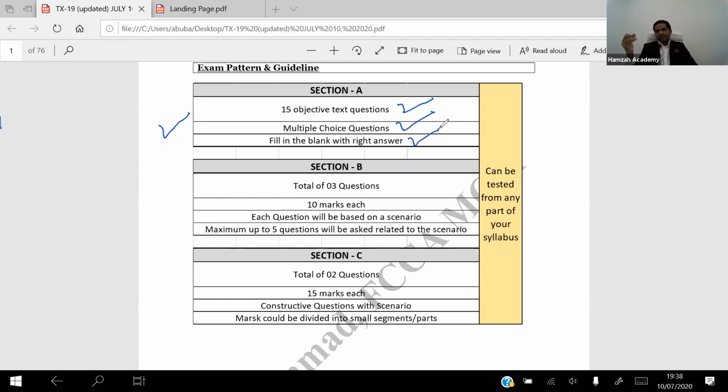Before we go ahead, let me tell you what exactly the syllabus portions are. One of the major portions, I can tell you, 40% of your syllabus is income tax based on individuals.